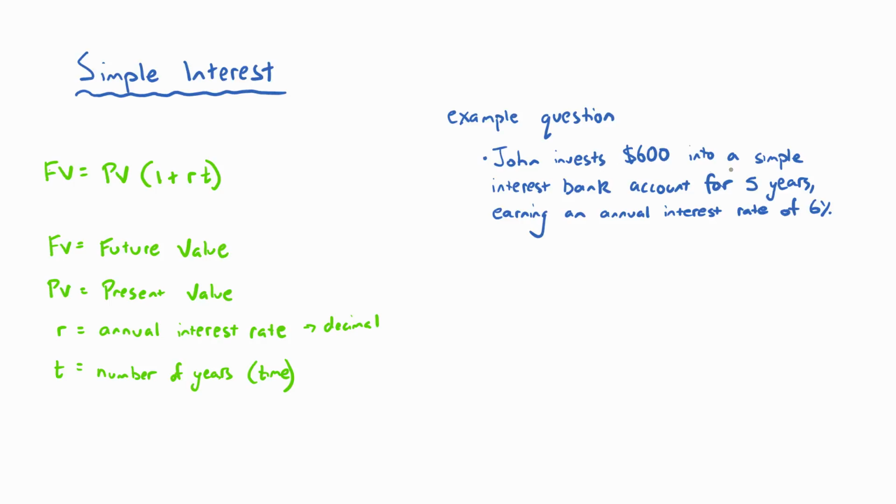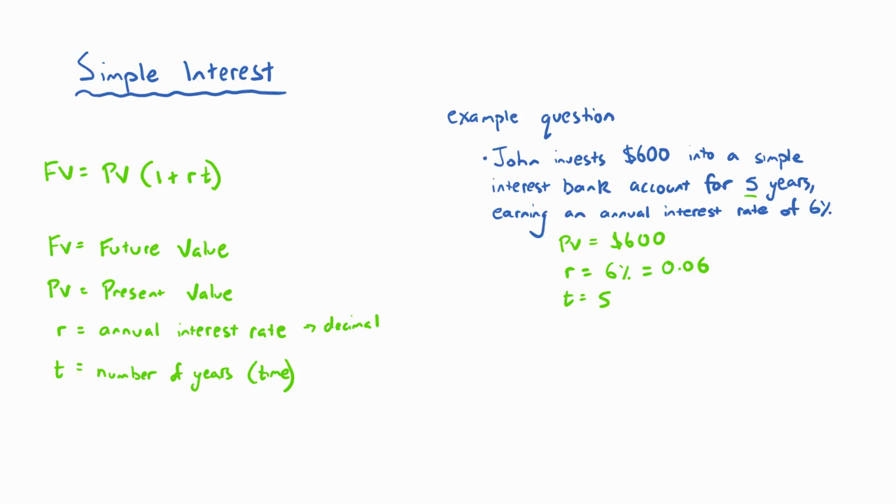I invest $600 into a simple interest bank account for 5 years, earning an annual interest rate of 6%. Now I want to find out how much do I have at the end of the 5 years. So let's just jot down the information that we know. The present value or amount that I initially deposit was $600. The interest rate is 6%. And as a decimal, 6% is 0.06. And my number of years is equal to 5.